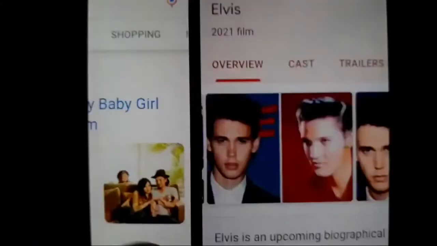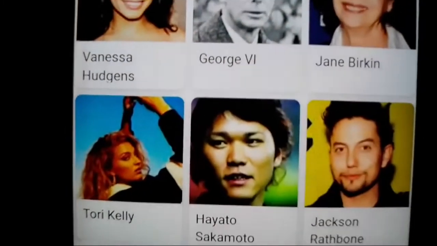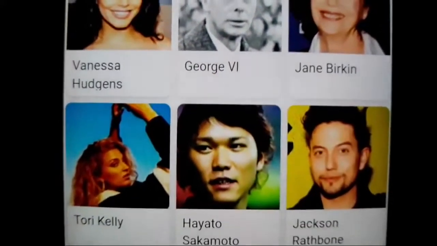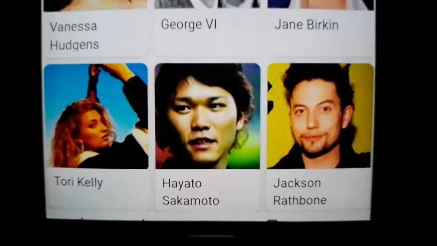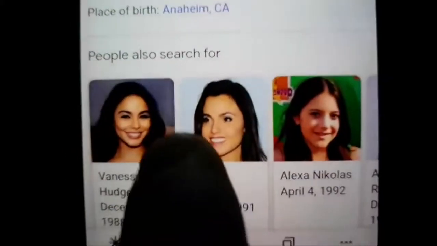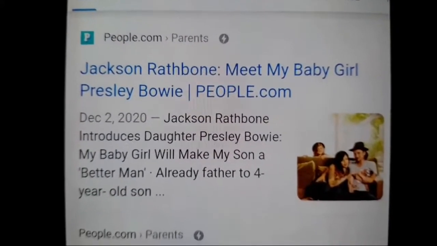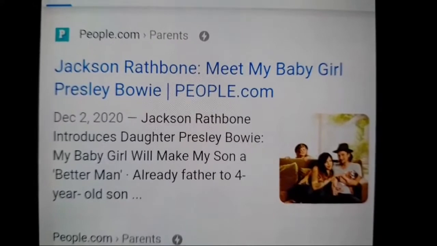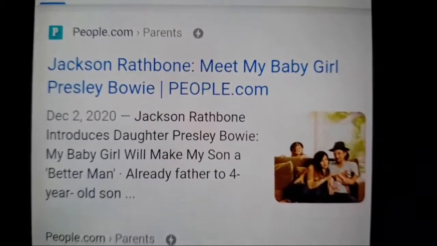And then wait, now look at this one. Check this out. So I wanted to see if there's anybody else here that had anything to do with Elvis. You see this guy right here, Jackson Rathbone, Ratbone, and he's got the son. Check this out. You're not gonna believe this. Look at this. So this dude had a baby. It's a girl, and he named it Presley Bowie. I mean, can you believe it? How you gonna name somebody Presley Bowie?